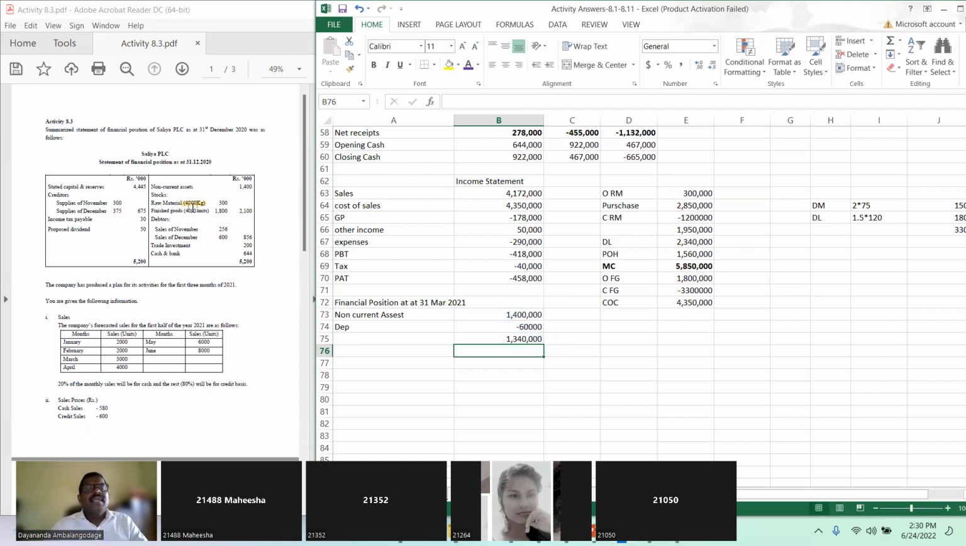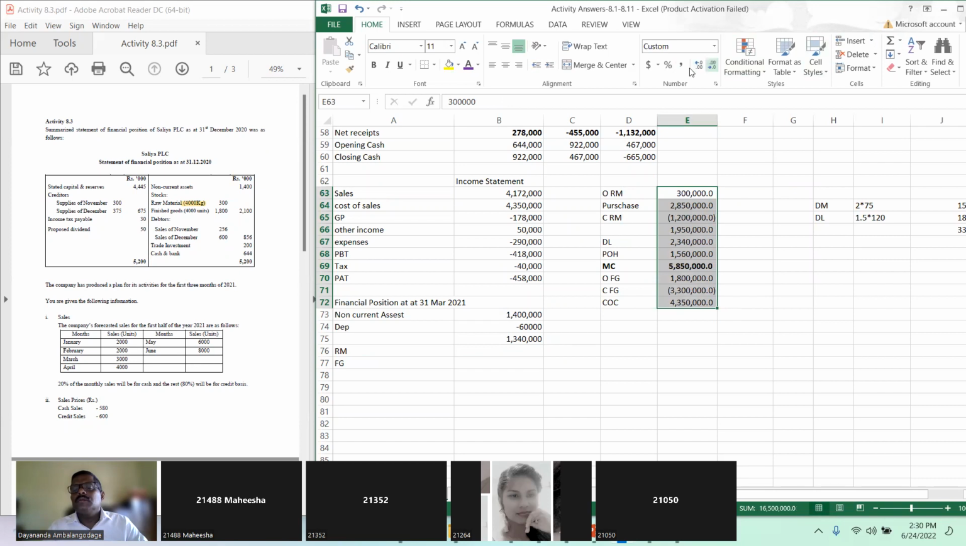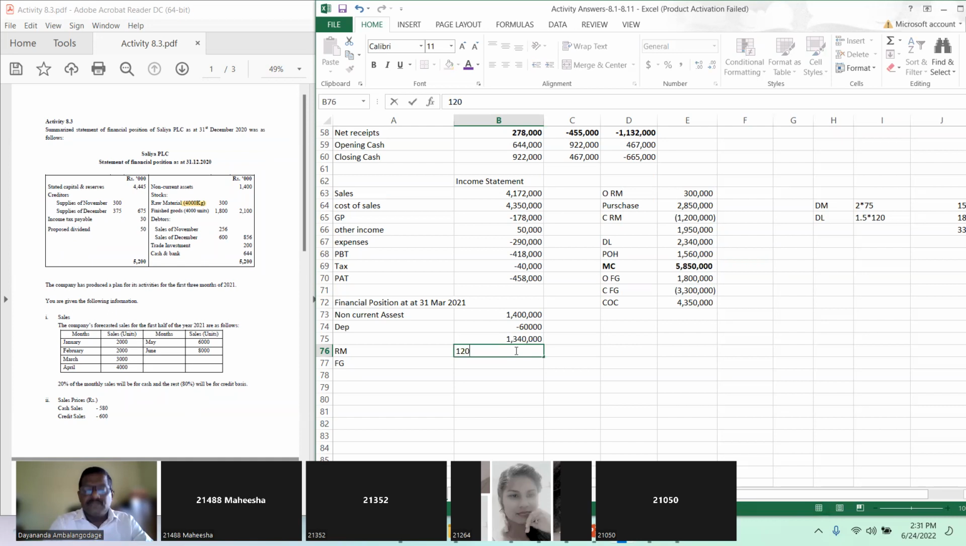non-current assets. Then you put raw material, you put finished goods. Raw material is 1.2 million. Then finished goods, of course, you have 3.3 million.